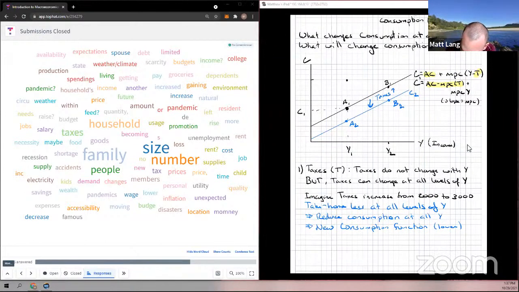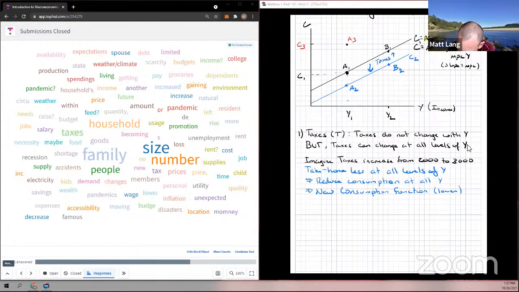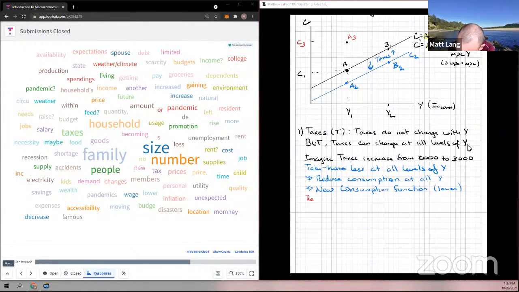But I could say here, what's going to move us up from A1 to A3, or C3, consumption level 3? Well, we can go the opposite direction. Let's reduce taxes to 1,000 for all levels of Y. So again, this is that differentiation between fixed and, you can almost think of it as, unchanging. We can change the taxes, but once we change them, it's fixed for all levels of Y.